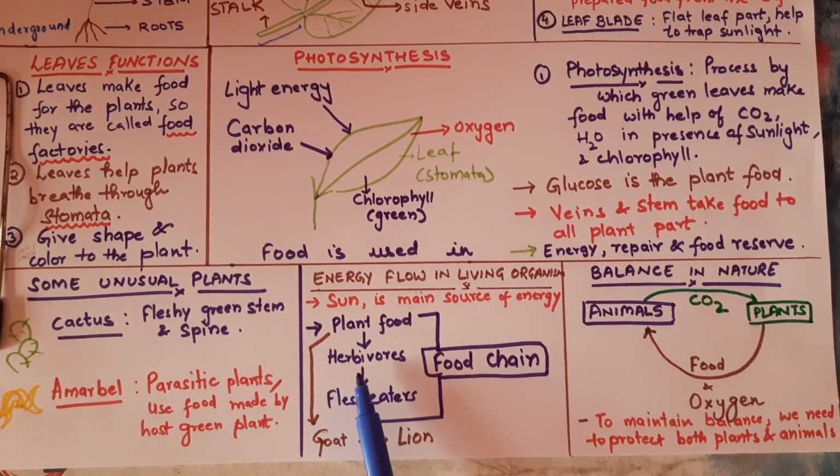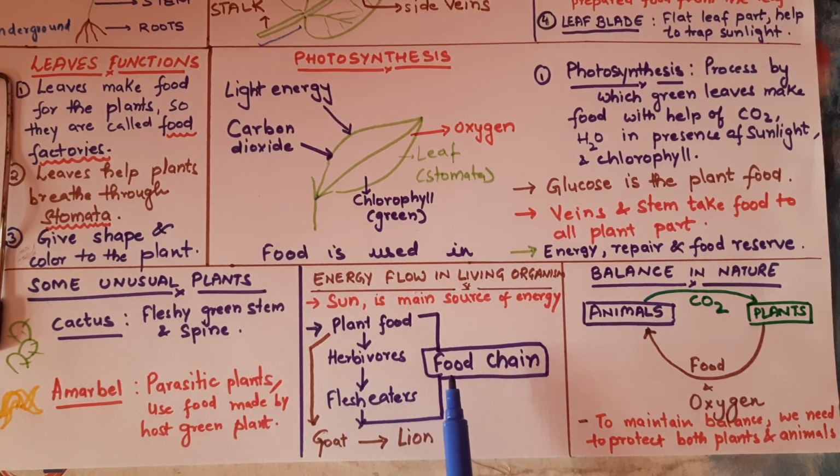Then these herbivores are eaten by the flesh eaters. Suppose we are in a forest. These herbivores like deer are there, right? So these herbivores are eaten by flesh eaters like lion, tiger, leopard. So this is a cyclic process, a chain process.